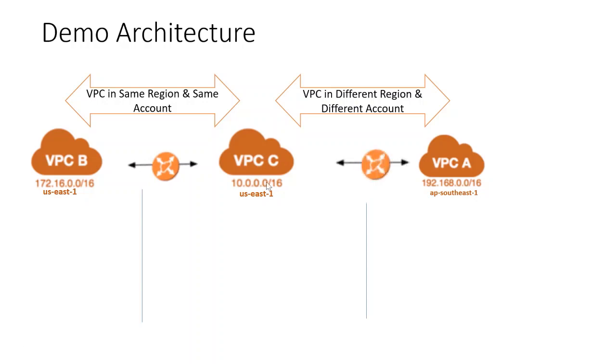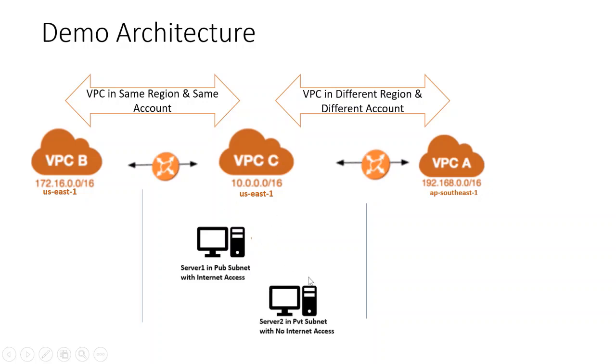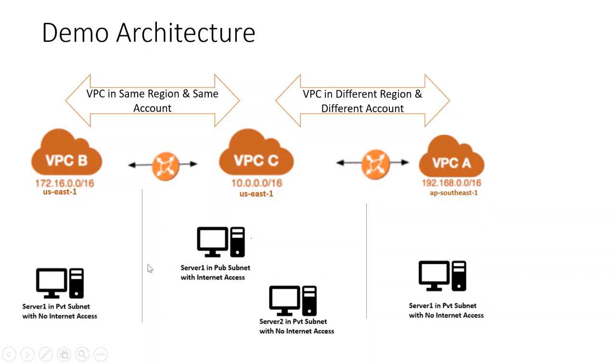Now these two VPCs will be connected with a peering connection, and VPC-C would have a server in a public subnet with internet access. I need this one server so that I can reach the AWS resources from my local machine. And then I have a different server in a private subnet, and this server does not have an internet connection. And then there would be one server in VPC-A without any internet connectivity. Similarly, we have another server in VPC-B which would not have any kind of internet connectivity either.